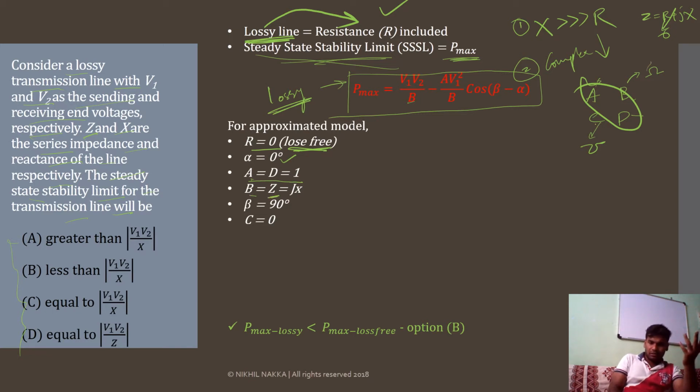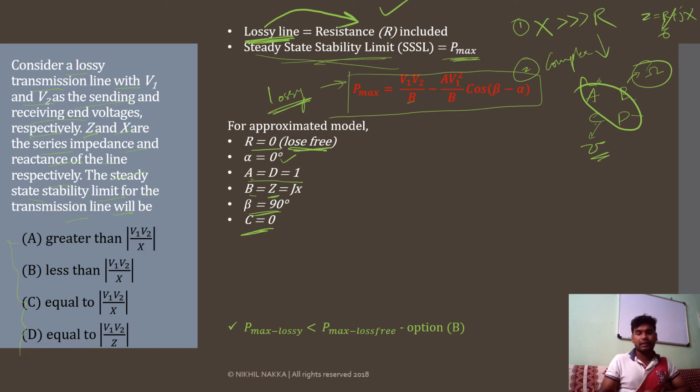The unit of B is ohm. The ohmic part of the transmission line is nothing but B. And Z is equal to jX, because there is no resistance. And beta will obviously be 90 degrees. C will be 0. What is C? The admittance component, or the Siemens component, the shunt branch component.